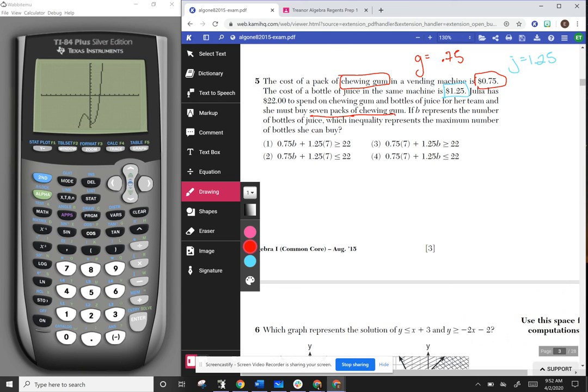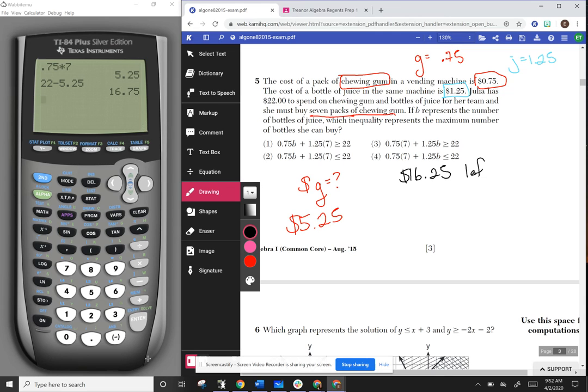Well, let's start with what we know, right? So we know that gum is 75 cents each. We know she needs to buy 7 packs of chewing gum. So how much money does she spend on gum? We need to multiply 75 cents times the number of packs, which is 7. So she's spending $5.25 on chewing gum. So how much does she have left over? 22 minus 5.25. We get 16.75. So she has $16.75 left over.